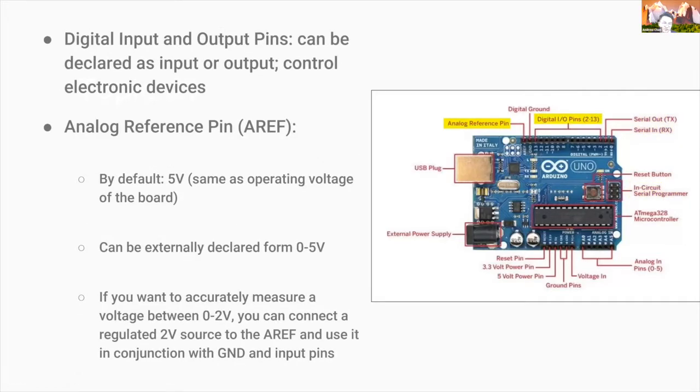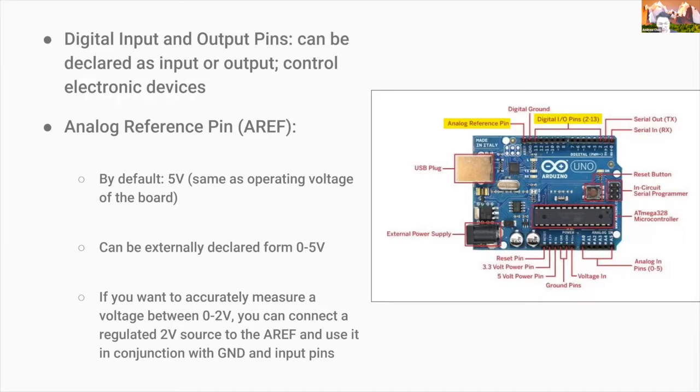And then lastly, we have the digital input and output pins. So these digital IO pins can be declared to act as either input or output in the Arduino IDE programming interface. Right, so you can use these to read from sensors, or you can use these to control devices like servo motors.